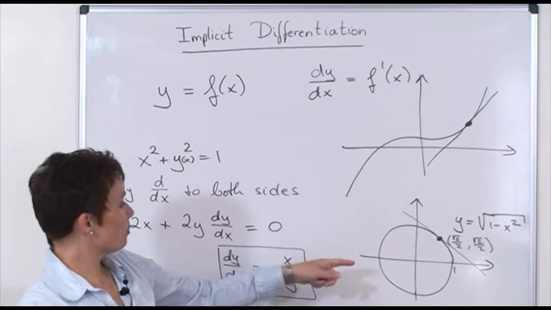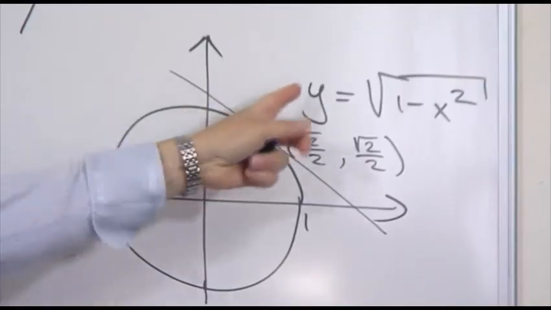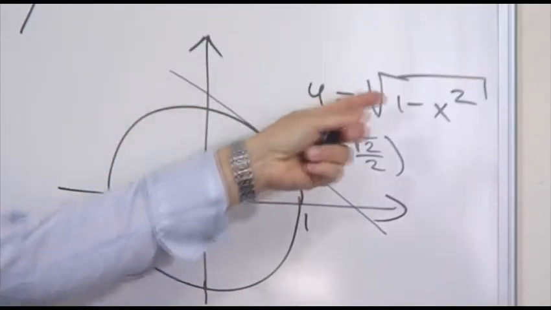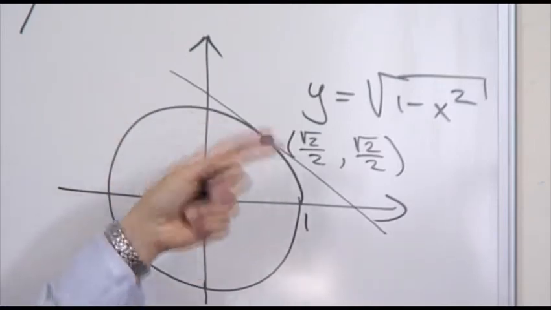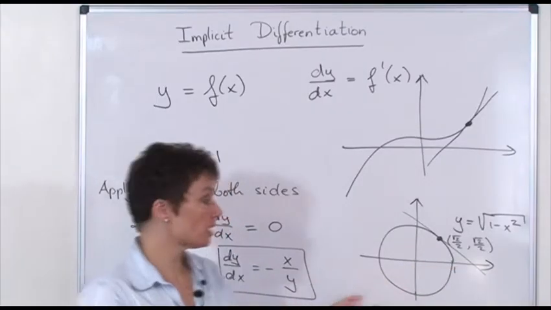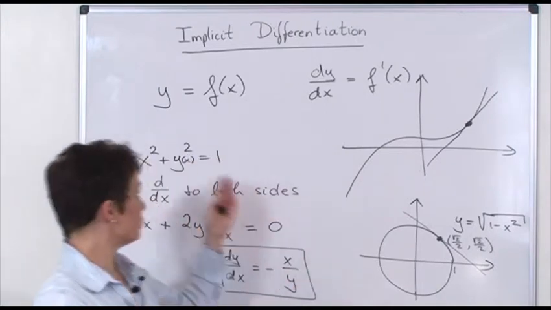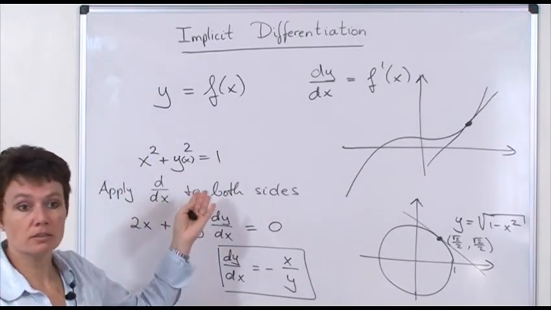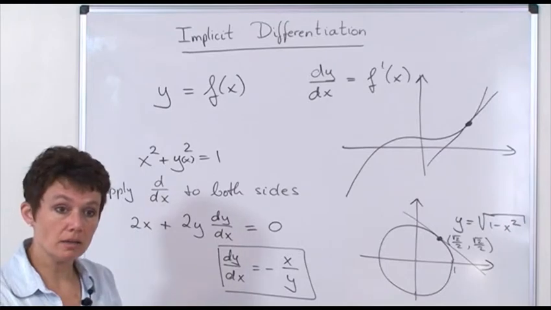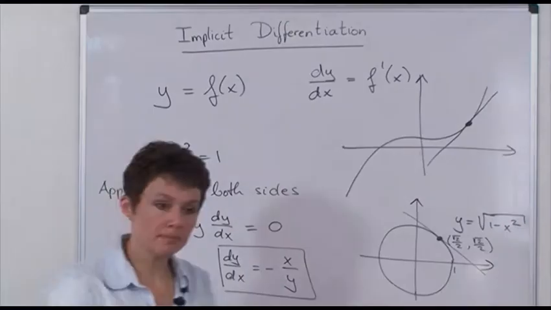Now, in this example, as you have seen, it would be possible to consider this curve as the graph of two functions. In general, it is not always possible to solve the equation for y. So we'll see that in some of the examples I'll show you.